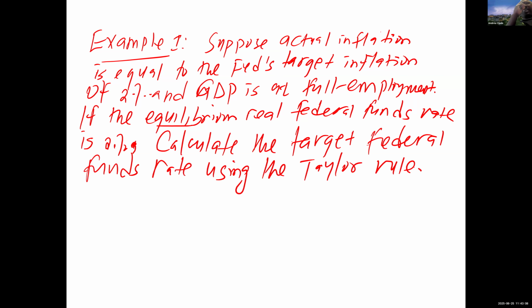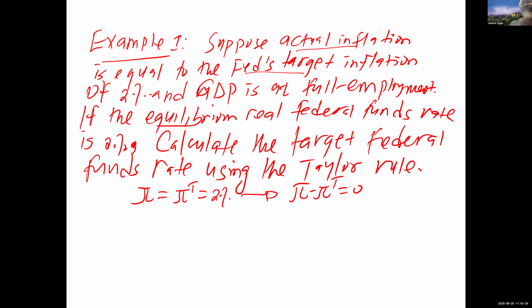Okay, so we summarize our work here. The question says actual inflation. We know actual inflation, pi, is equal to the Fed's target, pi t, and that's set at 2%. So what does that mean? This implies that the inflation gap is 0. Actual inflation minus target inflation is going to be 0.